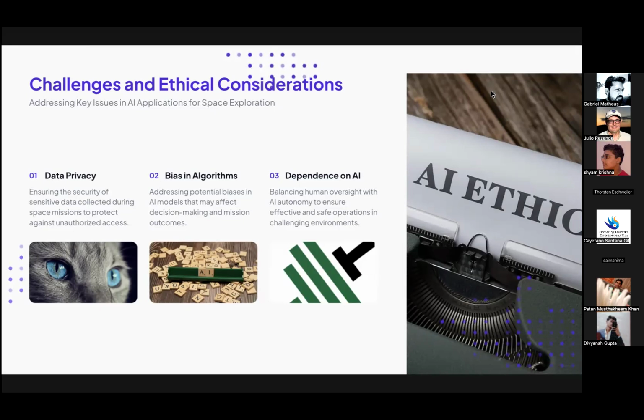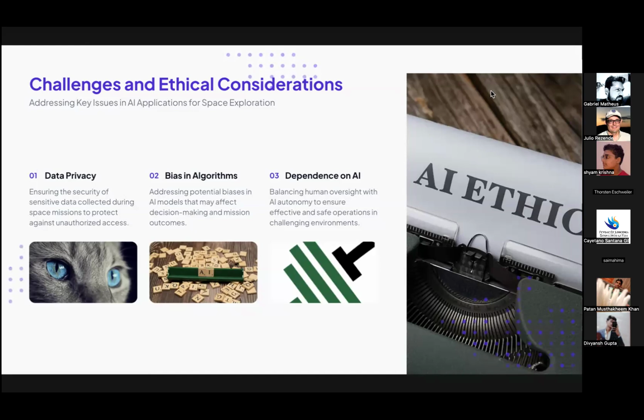Hello. Sorry for the interruption earlier. I'm here to take the last two slides: challenges and ethical considerations. The major concern with AI is data privacy. The satellite has a huge amount of data, and it should be protected from unauthorized access. So we give more importance to data privacy so that the data is not lost.